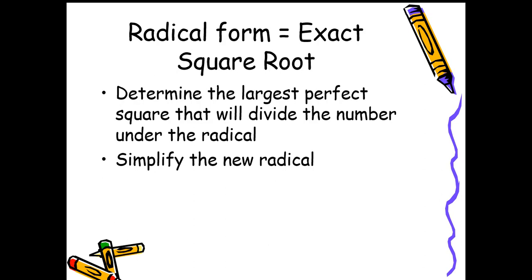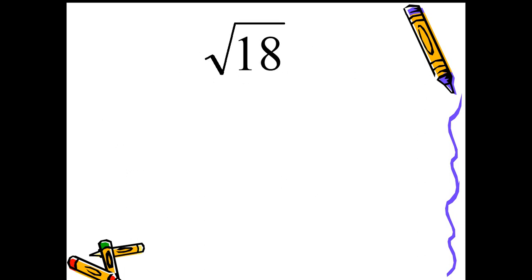Okay, so how are we gonna do it? First, you need to determine the largest perfect square that will divide the number under the radical, and then simplify the new radical. How? We're gonna see how. I have radical 18. Okay, I'm gonna think about what is the perfect square that when I multiply it by a number gives me 18.